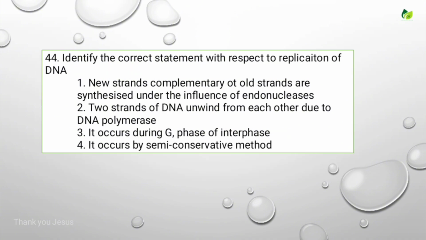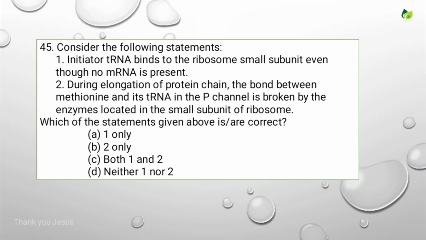Identify the correct statements with respect to replication of DNA. First one is new strands complementary to the old strands are synthesized under the influence of endonucleases. Two strands of DNA unwind from each other due to DNA polymerase. It occurs during G1 of interphase. It occurs by semi-conservative method. For this, the correct answer is it occurs by the semi-conservative method. Let's see the next question.